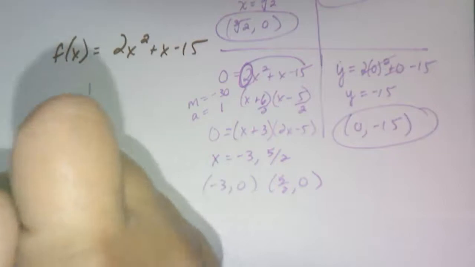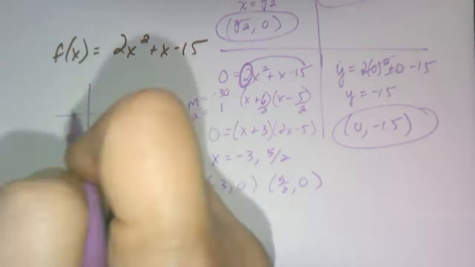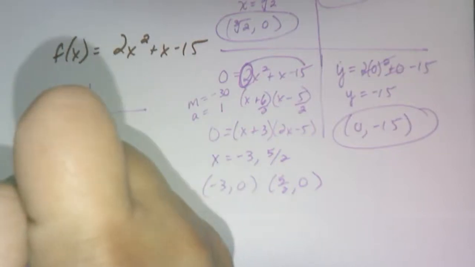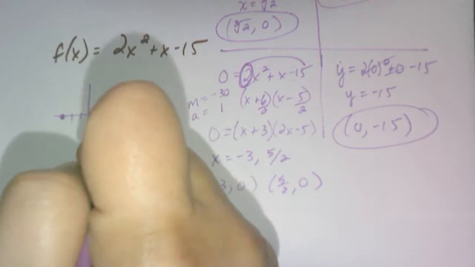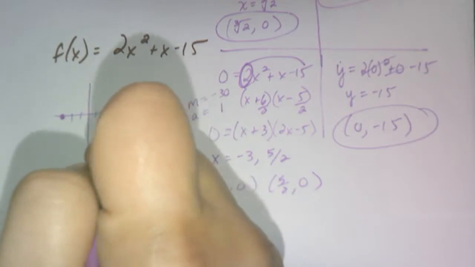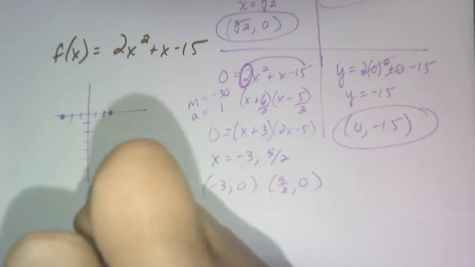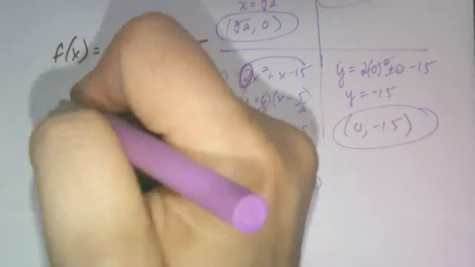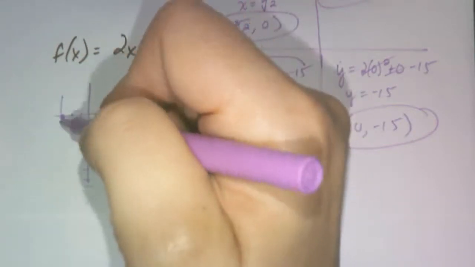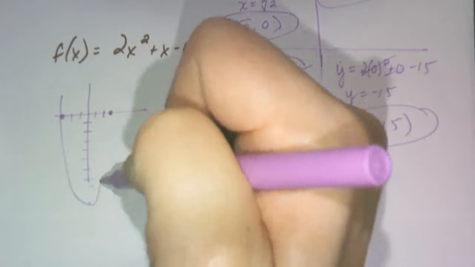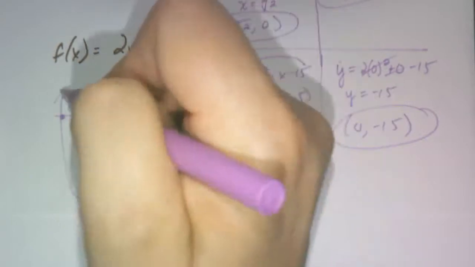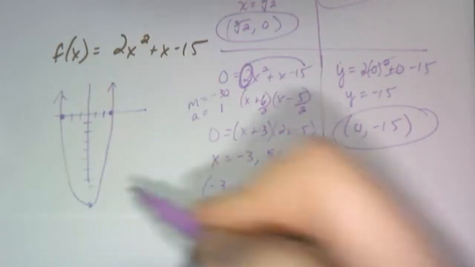So again, if you can put it in the calculator real quick if you want to. But 1, 2, 3. 5 halves is 2.5, like there. Negative 15 is going to be way down here, but it's going to go like that. Negative 15 is going to be somewhere down here.